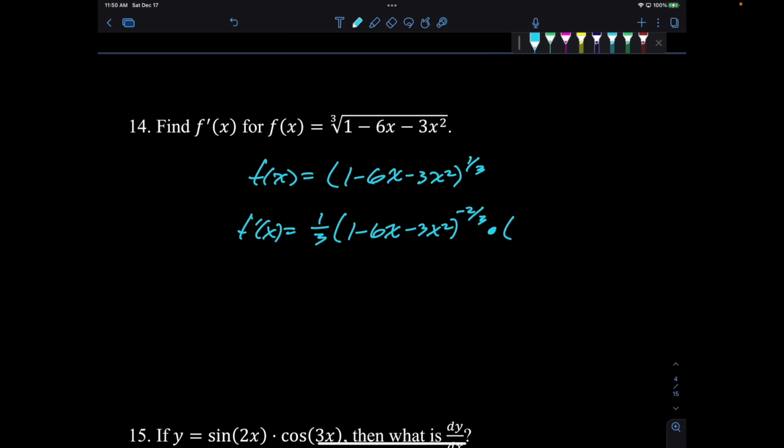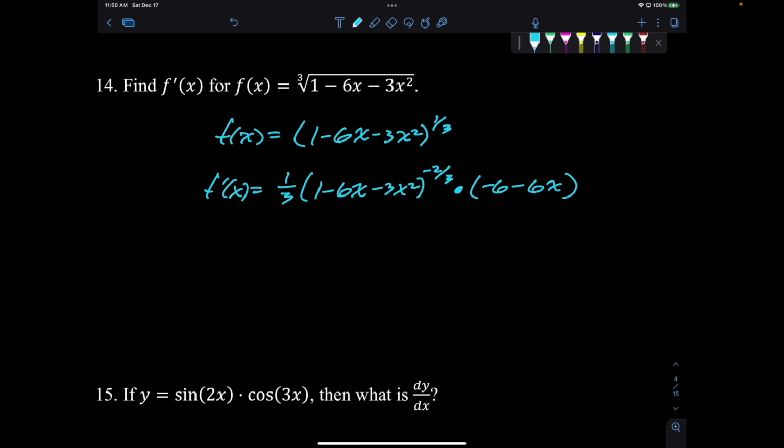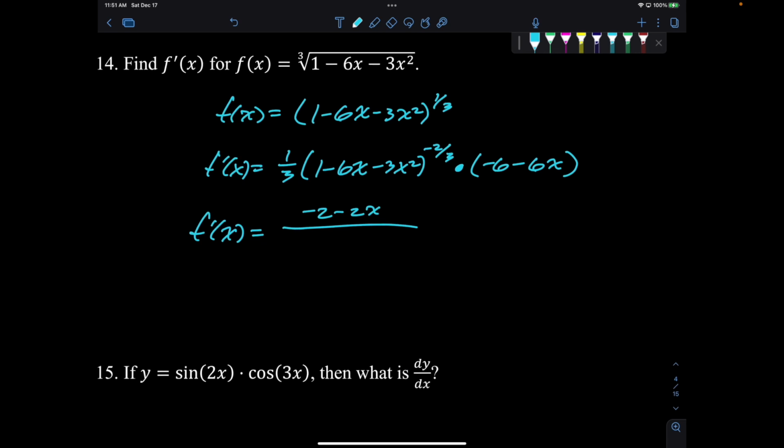The derivative of 1 minus 6x minus 3x squared is negative 6x. Nope, it's just negative 6 and then minus 6x. Was my brain jumping ahead? I don't think so. I think I was just screwing up. F prime of x is, so I like this, the 1/3 and this can cancel. So I'm going to get negative 2 minus 2x over, let's just bring this down.